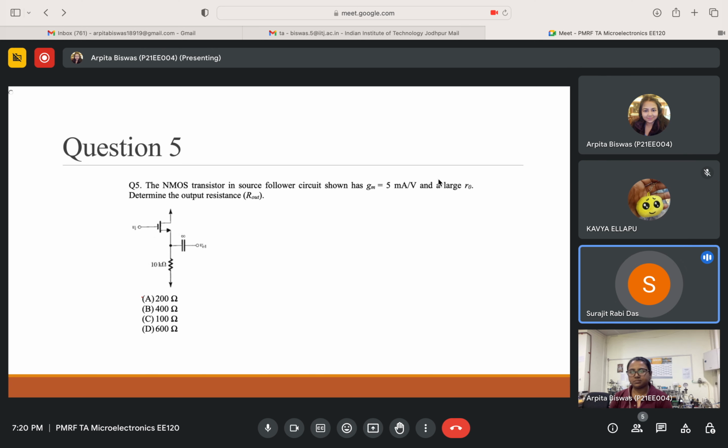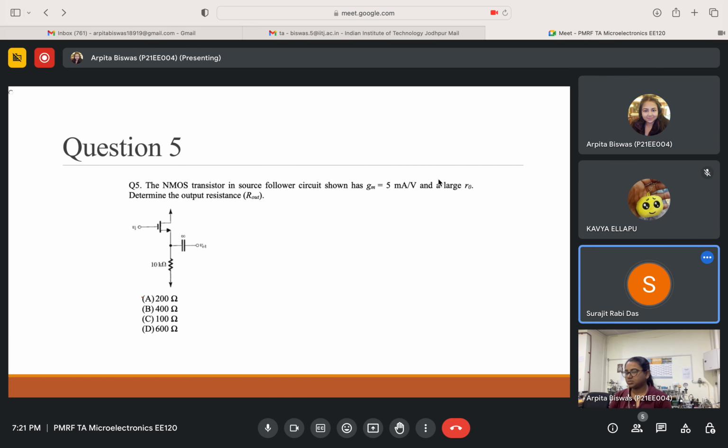Then the output impedance will be 1 by gm parallel with RS. So it could be 1 by 5 milliamps, approximately 200 ohms. Yes, it is around 200 ohms. The main formula, am I right? That is 1 by gm parallel with RS, parallel with r0, and r0 is very high also.